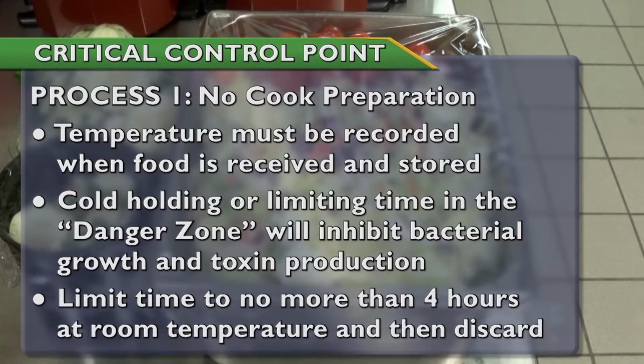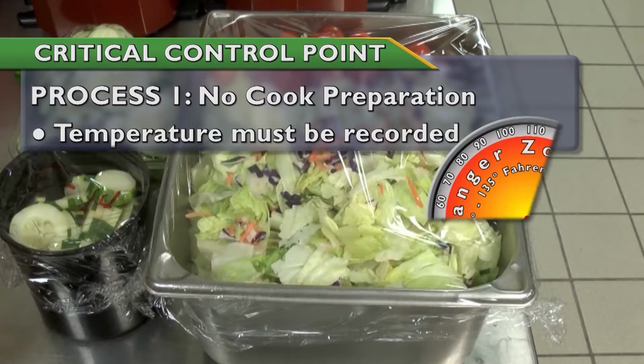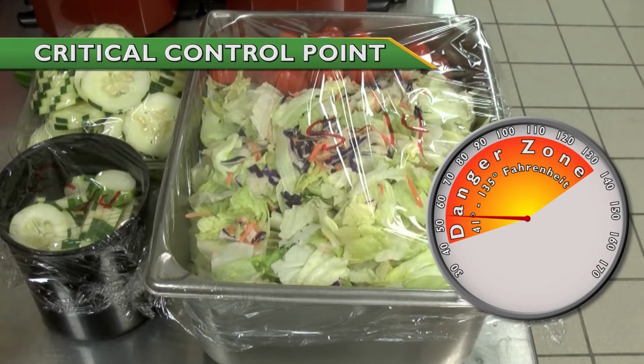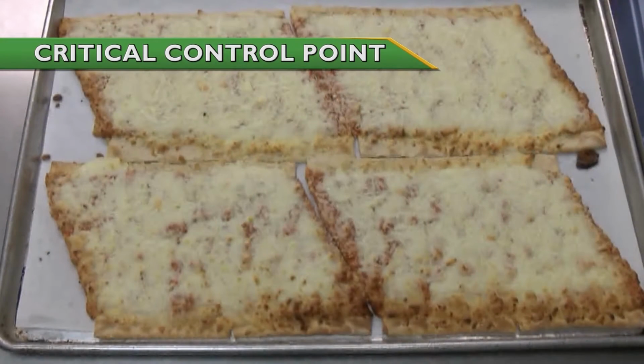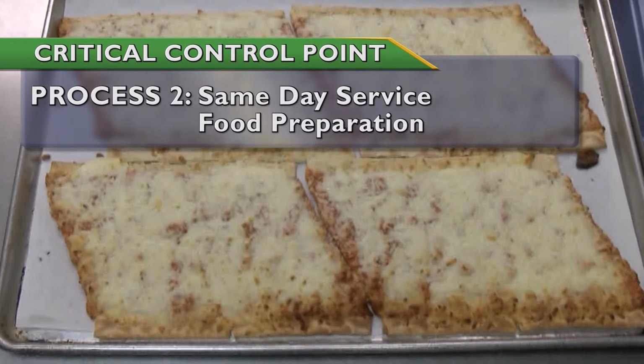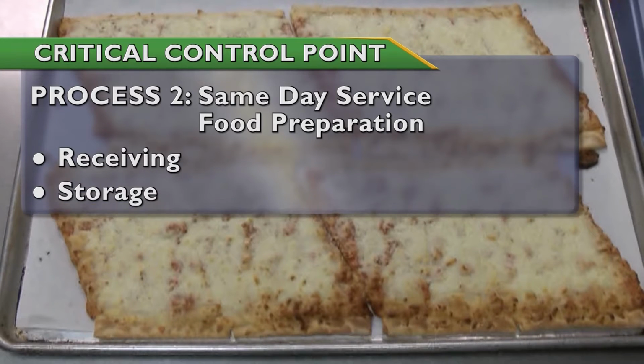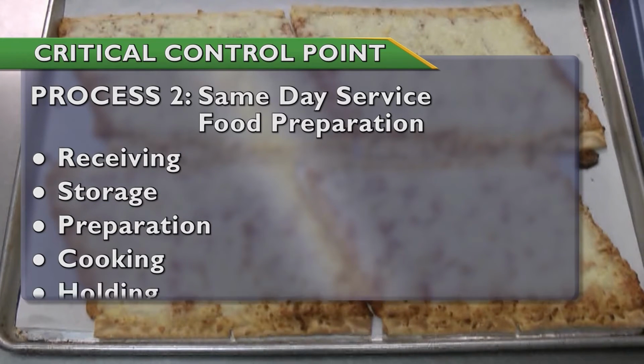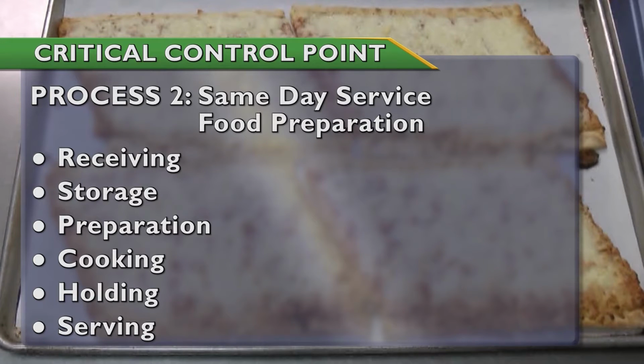Limit time to no more than 4 hours at room temperature and then discard. Without proper control, the temperature can enter the danger zone and food can become unfit for consumption. The steps involved in process 2, same-day service food preparation are receiving, storage, preparation, cooking, holding, and serving. The CCPs occur during cooking and holding.